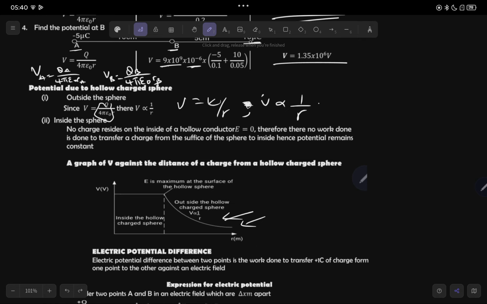Since there is no work done there, that means all the points are at the same potential. That's why you see here inside the sphere, there is a constant potential. So the electric potential inside the sphere is a constant at V, and it begins reducing as you move away from the charged sphere.